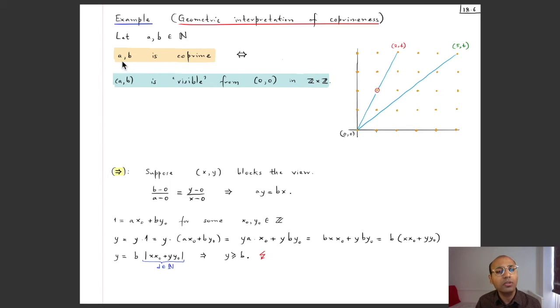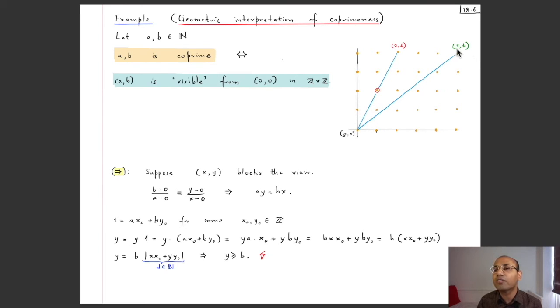Now it turns out that a, b is coprime if and only if the point (a, b) is visible from (0, 0). So what do we mean by that? That means the following. Suppose you're here and from here you can look at these orange points. So the point (a, b) is coprime if and only if it is visible from the origin, in the sense that if you join these two in this line of sight, there is no obstruction. So there is no orange point blocking the view.